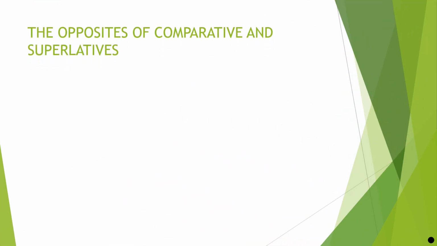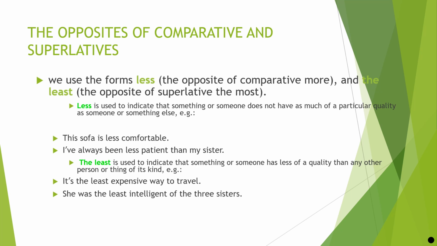For the opposite of comparative and superlative we use the forms less, the opposite of comparative more, and the least, the opposite of superlative the most. Less is used to indicate that something or someone does not have as much of a particular quality as someone or something else. This sofa is less comfortable. I have been less patient than my sister.